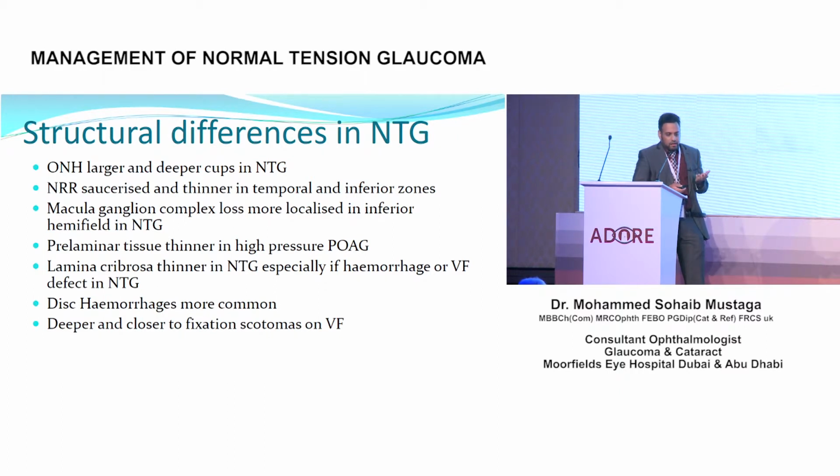The macular ganglion cell complex is thinner in the inferior hemifield in normal tension glaucoma. The lamina cribrosa is thinner in normal tension glaucoma, and disc hemorrhages are more common. Now, the reason I say it's more common, it is not pathognomonic of normal tension glaucoma, but they are more common in normal tension glaucoma patients. And of course, like I've already said, the visual field defect is closer to fixation.